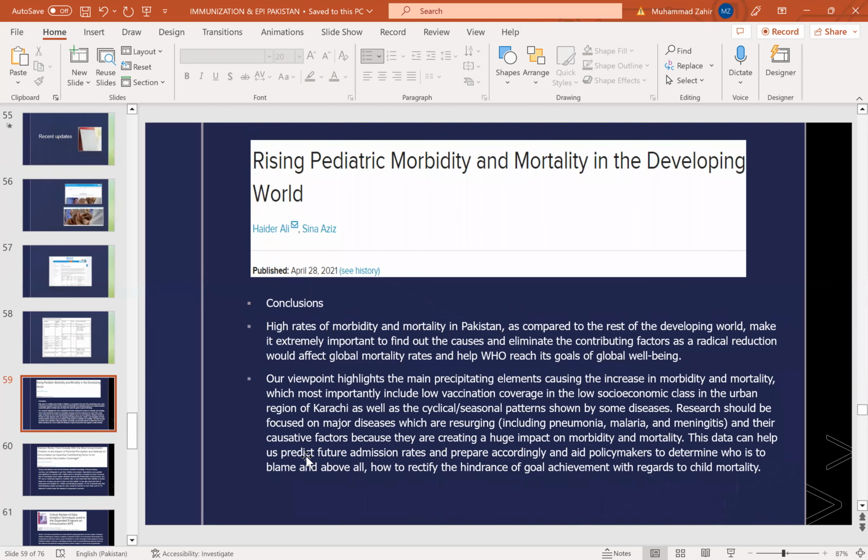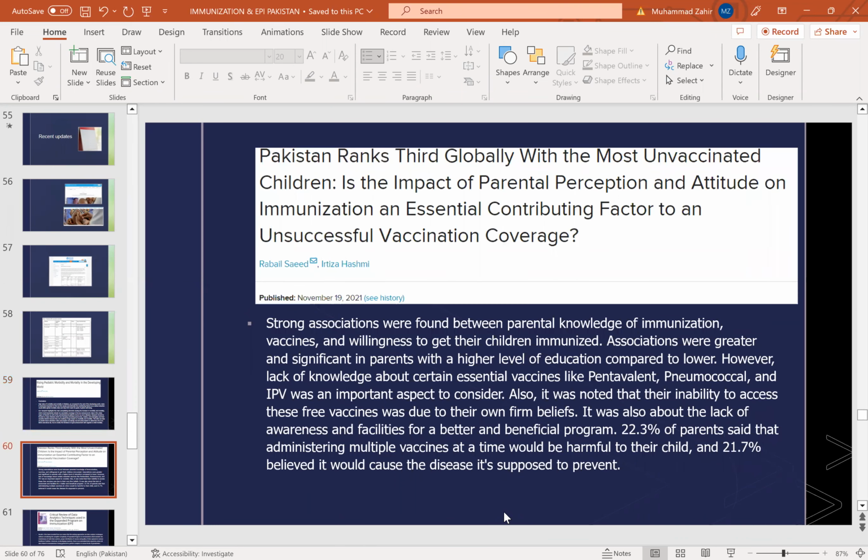One of the articles was on rising pediatric morbidity and mortality in the developing world. In this, the conclusion was that the high rate of morbidity and mortality in Pakistan as compared to the rest of the developing world makes it extremely important to find out the causes and eliminate the contributing factors. Our report highlights the main contributing elements causing the increase in morbidity and mortality. The most important include low vaccination coverage in the low socioeconomic class in the urban area of Karachi, as well as the cyclic seasonal pattern shown by some diseases. So there was low vaccination coverage in the low socioeconomic class.